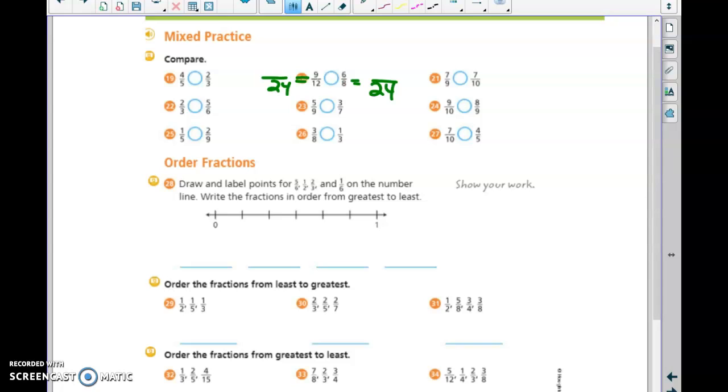Right. If you use 24, this becomes 18 24ths because you're multiplying by 2. Over here, you're going to be multiplying by a different number, not the same number as over there. 6 times 3 is 18, and look, it's equal.